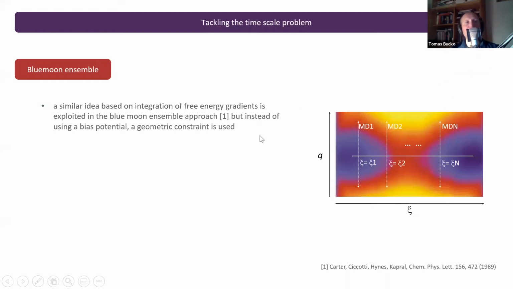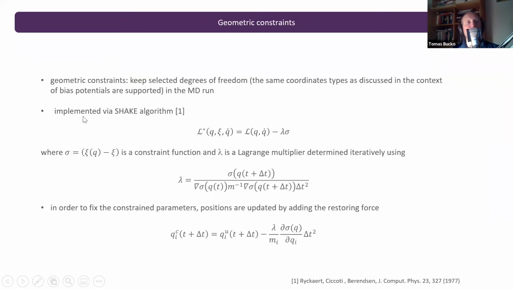All right, another method based on integration of free energy gradients is the blue moon ensemble technique. But here, instead of using bias potentials, we use hard constraints, geometry constraints, or holonomic constraints, if you wish.